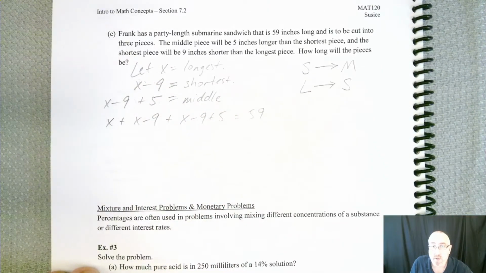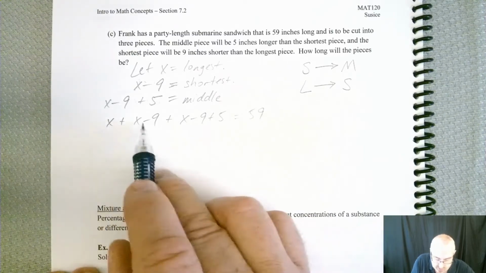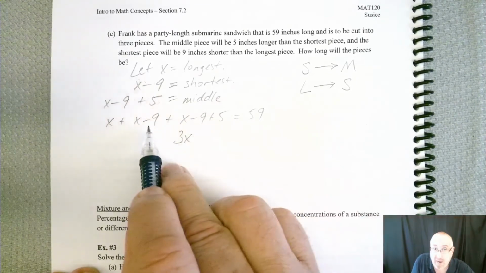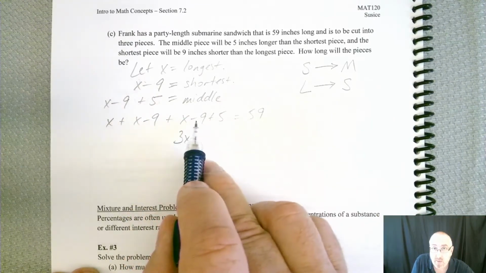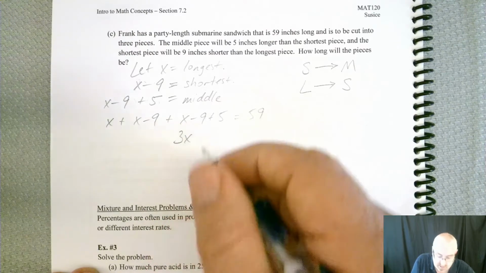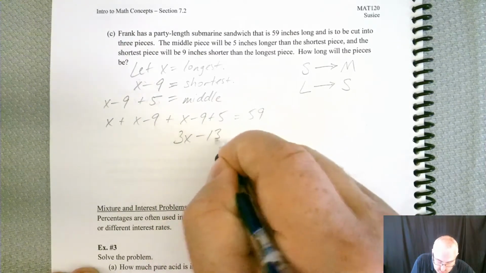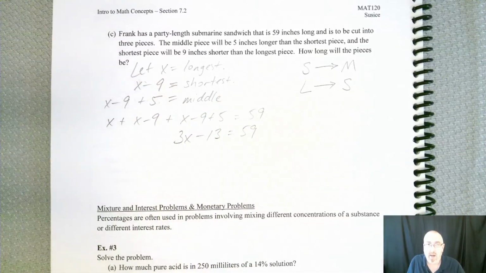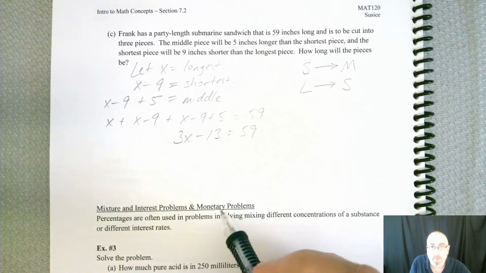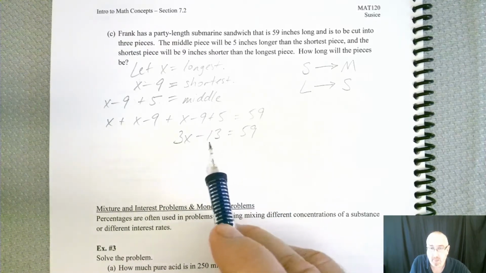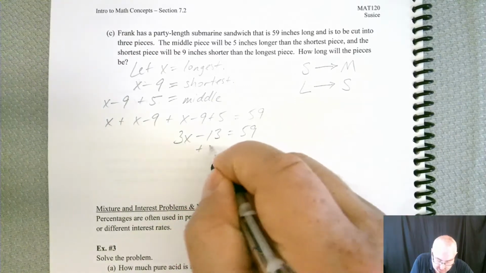So there's our equation. Now we can start to combine and break it down. So we got 1x, 2x, 3x. We got a minus 9 and a minus 9, which is minus 18. Plus 5 is a minus 13. Okay, not too bad. So now what? We got to move that minus 13. So let's add it.